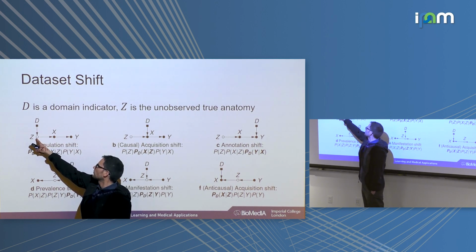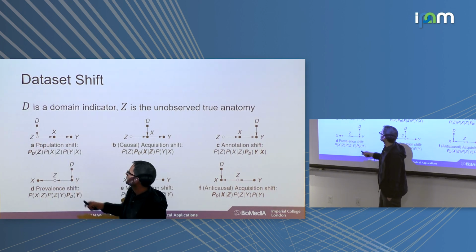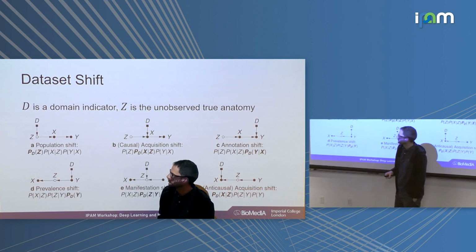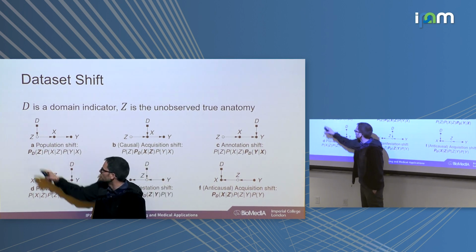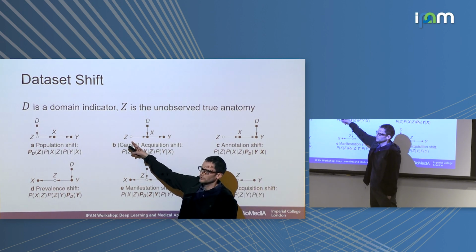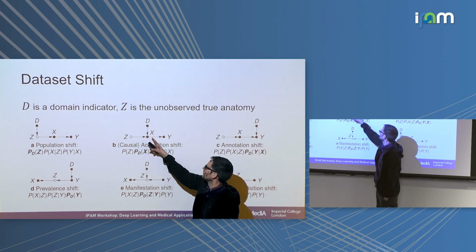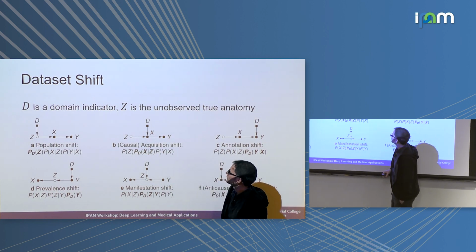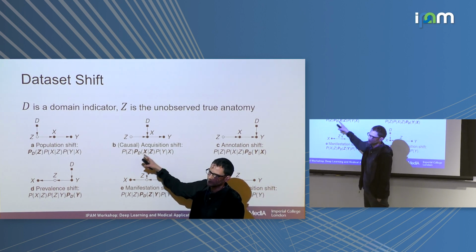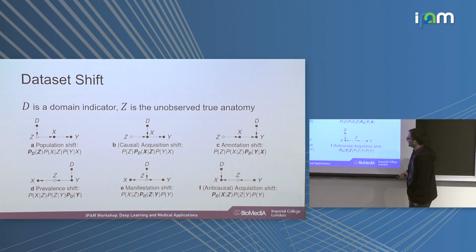So that means if this changes, so if your domain is basically just affecting the true unobserved anatomy, obviously this affects the images you see, and this is what we would call population shift, right? And it only affects this marginal distribution over Z. An acquisition shift means the patient population doesn't change, but your image hardware might change, your image acquisition might change. So your domain has an effect on what noisy measurements you get of the true anatomy, and this is what we call acquisition shift. Now this affects this conditional distribution here. And depending on which distribution is affected, you might come up with different solutions to tackle this.